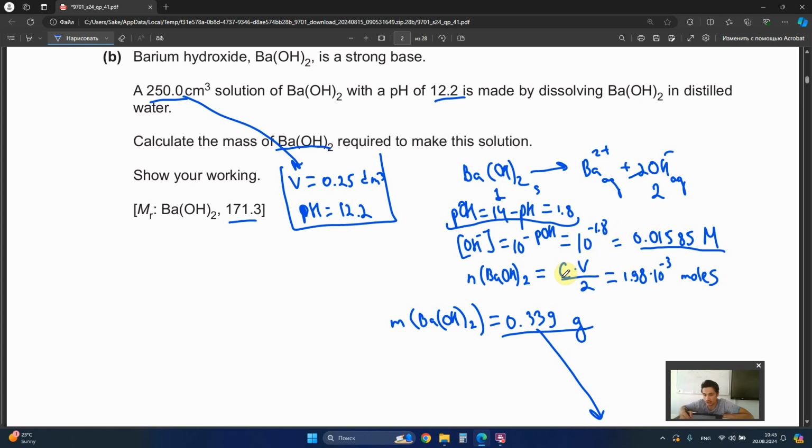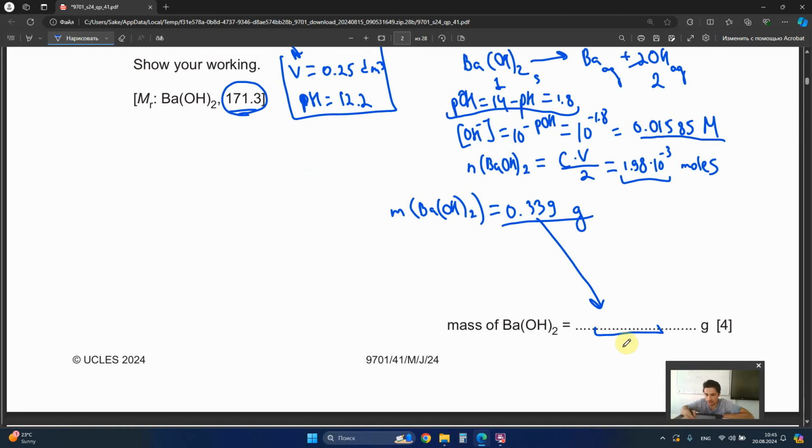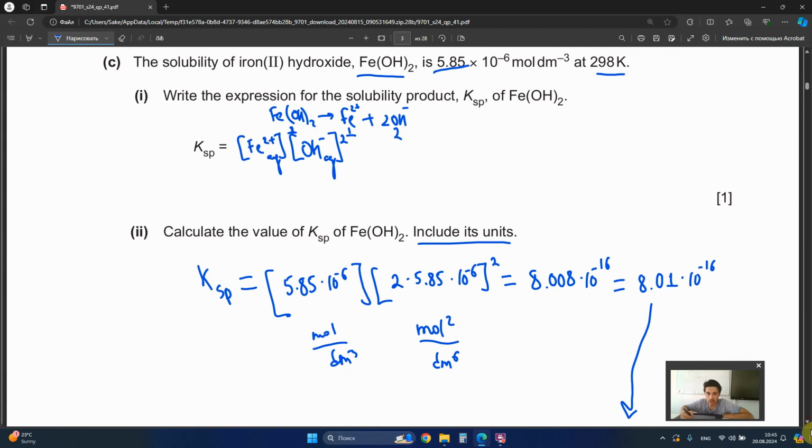So the amount of hydroxide ions is taken by multiplying concentration by volume. So volume is already given. Concentration is found before and divided by 2 because the ratio is 1 to 2. So you'll have 1.98 by 10 to the power of minus 3 moles. Then find the mass by multiplying this number by this molar mass. So you're going to get 0.339 grams and write your answer in the provided space. All right, let's move on to the next part of the first question.